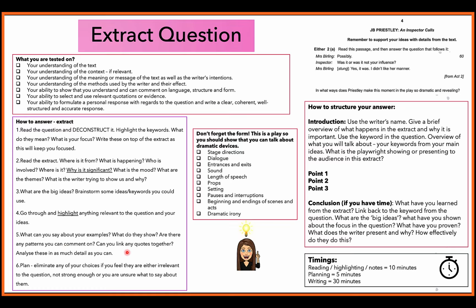As you're highlighting, do think about, well, what could you say about this example that you're highlighting? What does it show? Think about any patterns that you can comment on. Maybe there's a semantic field as you're going through, or maybe you notice something about how a particular character acts, or maybe one character constantly interrupts another character. All of those are patterns, and it's really good to be able to show that you can notice those, figure out what the significance is, and track those throughout the extract. Also think about, can you link any of the quotations together as well? Again, this goes with the idea of creating patterns.